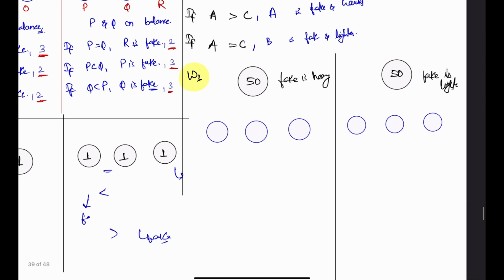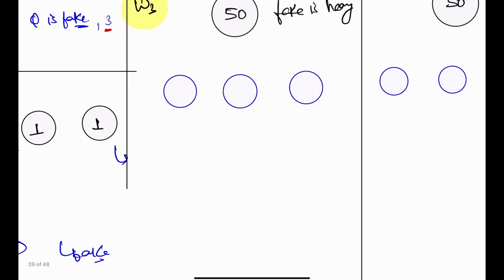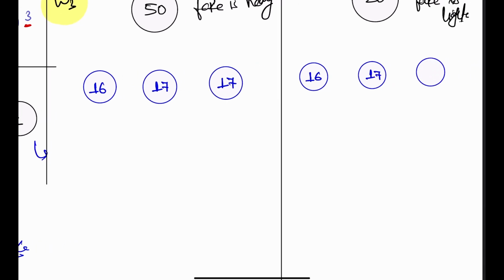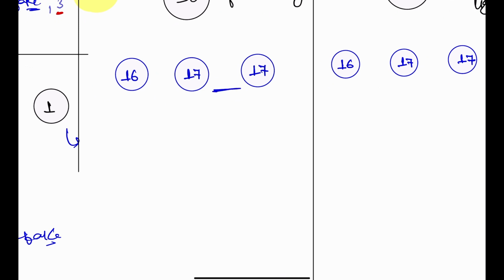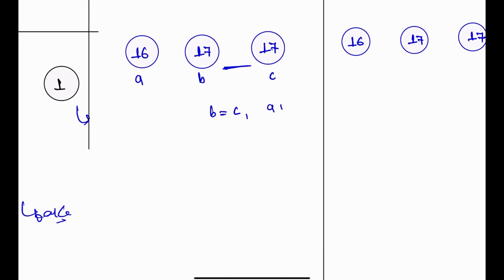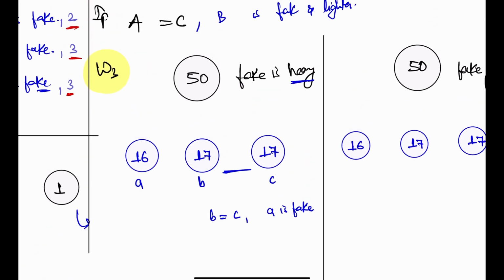So in 3 groups, if you want to divide 16, 17, 17. Done. So if we do 16, 17, 17, again the same thing. We will measure these things. Again let's take a small a, small b, a small c. If b is equal to c, then a is fake. And we already took this condition that a will be heavy.